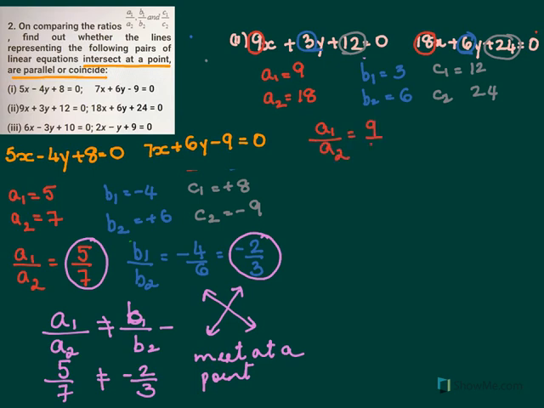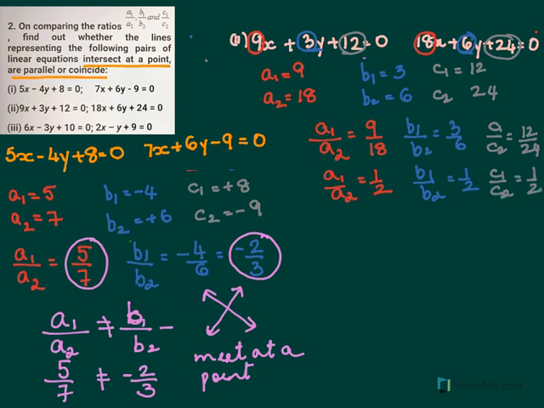a1 over a2 is 9 by 18, and a1 by a2 is 1 by 2. Then we have b1 by b2, 3 by 6, and this also comes to 1 by 2. Now for the last, c1 by c2 is 12 over 24, and c1 by c2 also works out to 1 by 2. So in this case all are 1 by 2, 1 by 2, 1 by 2. All the ratios are equal: a1 by a2 equals b1 by b2 equals c1 by c2.